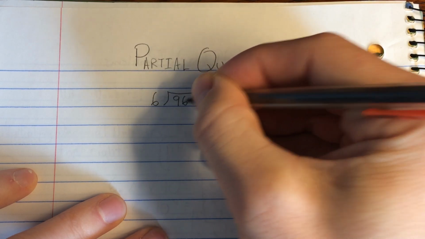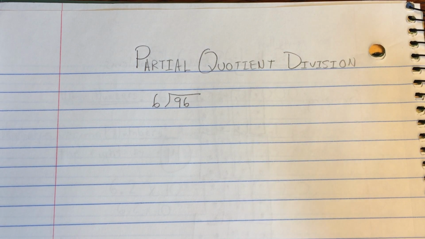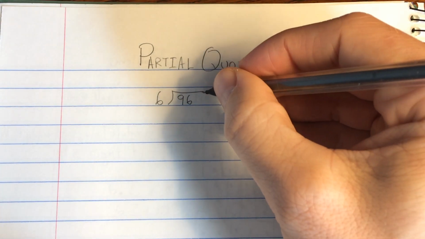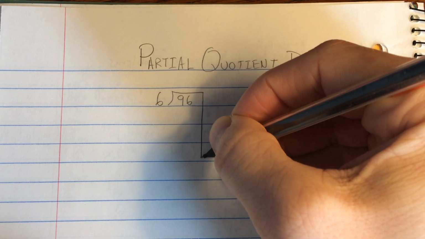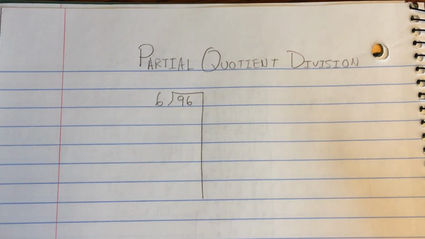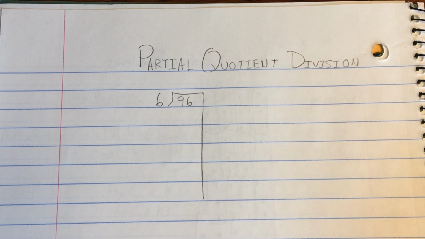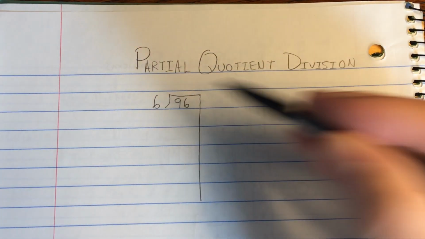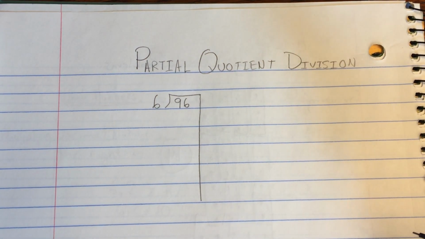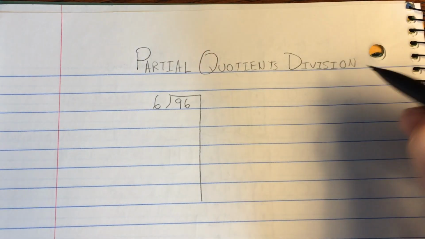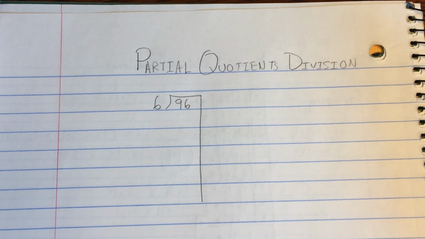96 divided by 6. The first thing you do in a partial quotient division problem, we're going to make a long line right here. I made mine about 5 lines long, I think. The bigger your dividend, the longer the line. 96 is not too big of a number. So here's how partial quotient division works. We're going to take chunks out of 96, piece by piece, using multiples that we can do in our heads, or hopefully can do in our heads.